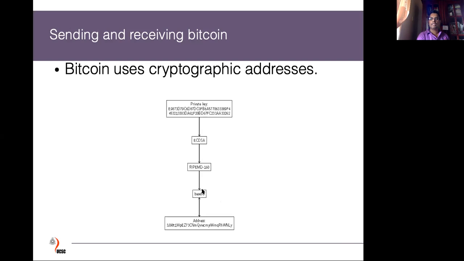This hash value is in binary format. Because of that, it's converted into a readable format using an algorithm called Base58. So it creates a text value in Base58 format. That is what we call a Bitcoin address. That address is unique. By giving this unique address to people in the world, you can receive Bitcoins.